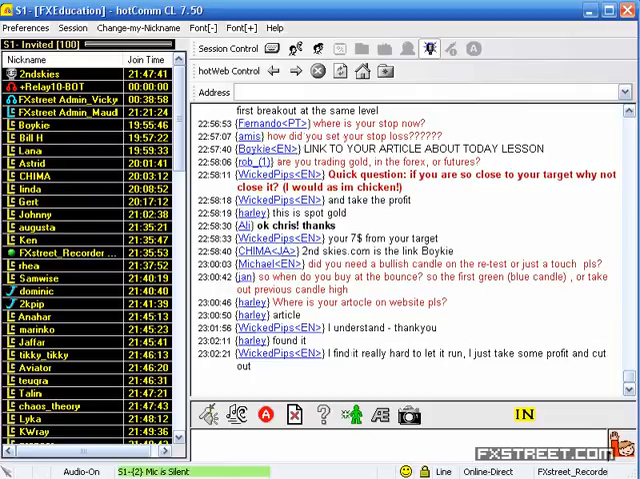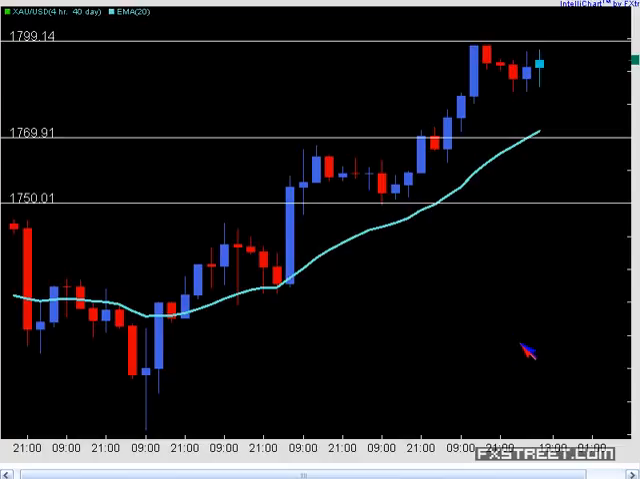Michael says, do you need a bullish candle on the retest or just a touch? Great question. No, I don't need a bullish candle on the retest. I just need a retest. That's it. Jan says, so when do you buy at the bounce? So the first green-blue candle or take out the previous candle's high? I generally like to see one touch on it. Sometimes I'll take the first retouch, but generally I like to see a previous touch on it. Because I had missed this candle right here, I really didn't have an option. I had to take the second touch.